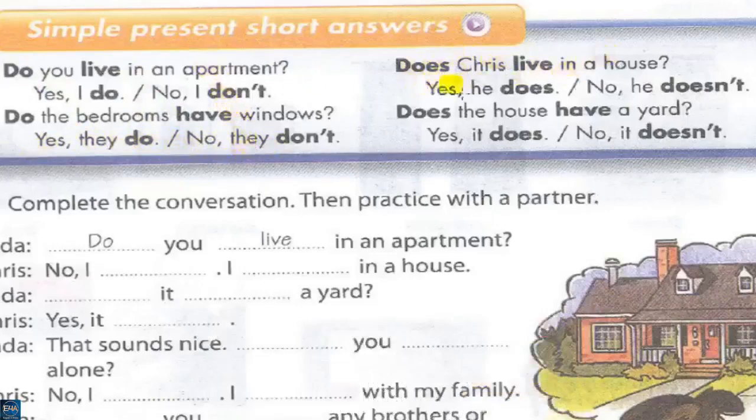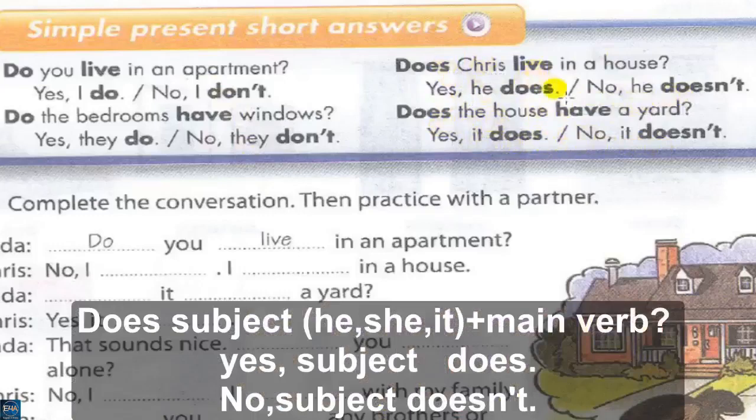Does Chris live in a house? Yes, he does. No, he doesn't. Does the house have a yard? Yes, it does. No, it doesn't. Does, subject, main verb. Does Chris live? Does the house have? The subject, Chris, he. The house, it. Does he, does she, does it, main verb. Yes, he does. Yes, it does. No, he doesn't. No, she doesn't. No, it doesn't.